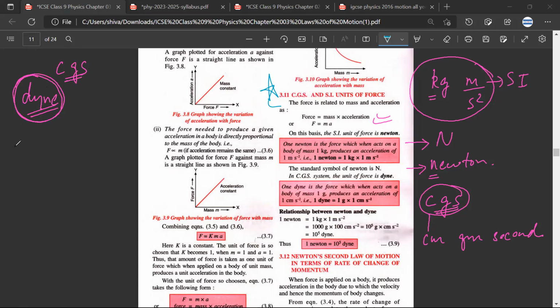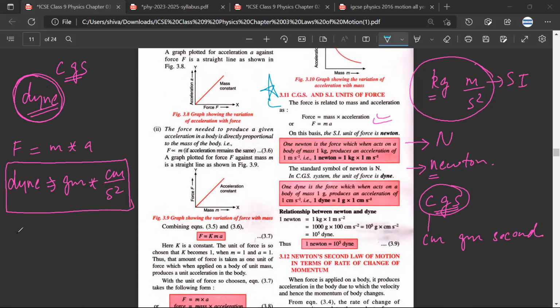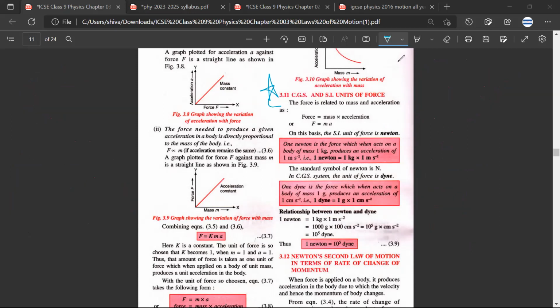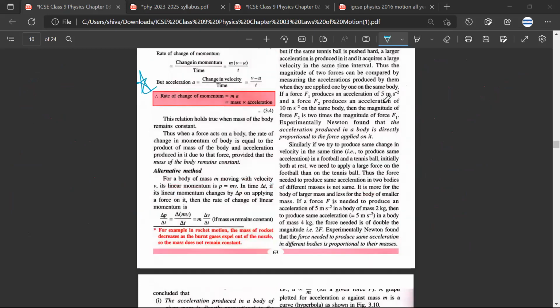Because force is equal to mass into acceleration, Dyne would be equal to gram into centimeter per second square. Is it clear, Chris? And just for your reference, remember that 1 Newton is equal to 10 raised to the power 5 Dyne. Are we clear till here? So this is a small discussion about force. Force is a vector quantity, as we have already discussed in scalar and vector.